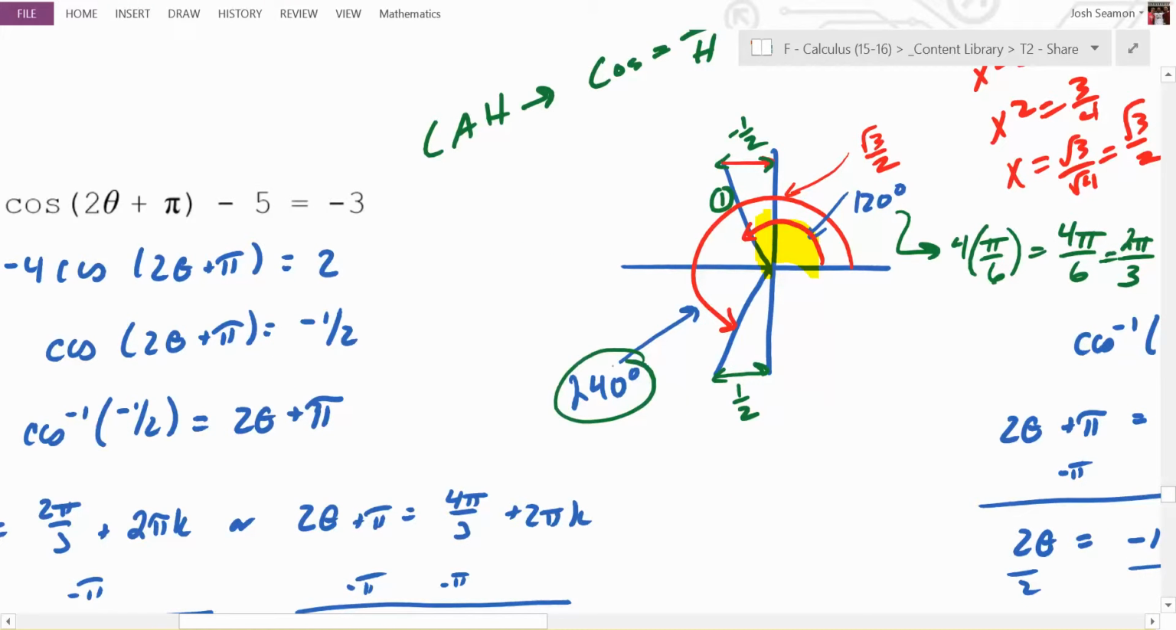What about 240? How many 30s go into 240? 8. Thank you. Good job. So we have 8 times pi over 6. What's that? 8 pi over 6, which is 4 pi over 3.